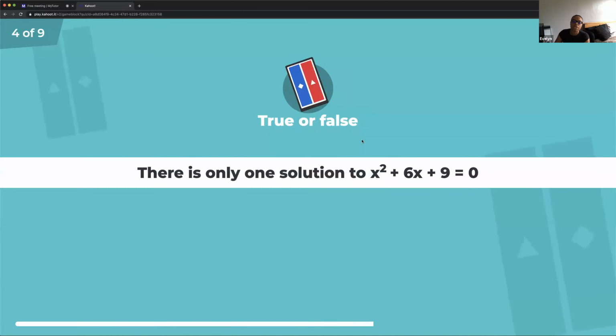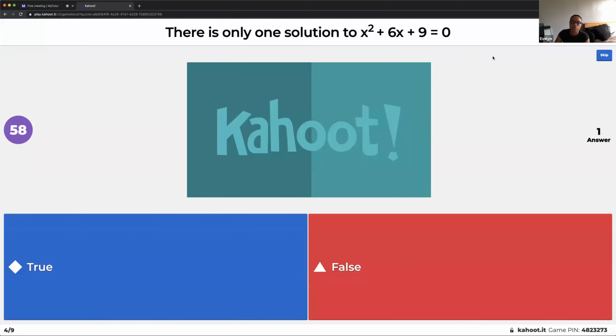True or false? There is one solution to this equation. I would say try it first before answering the question, because you might be surprised by the answer. So don't rush it.